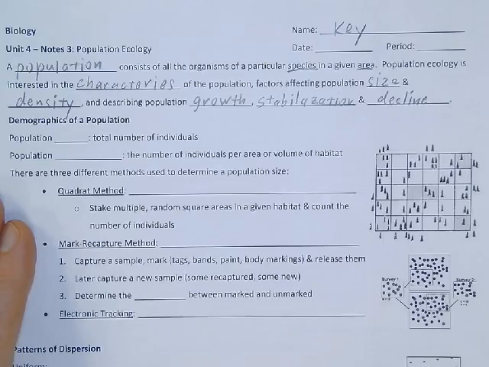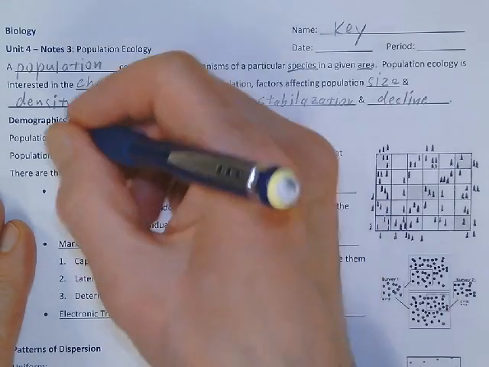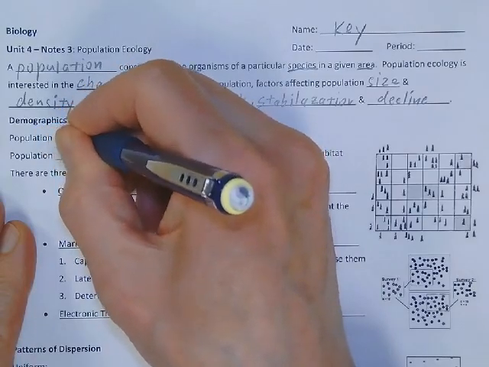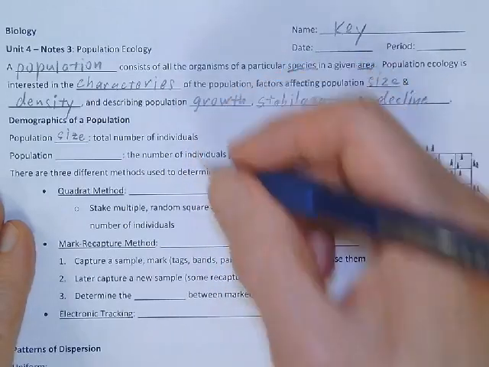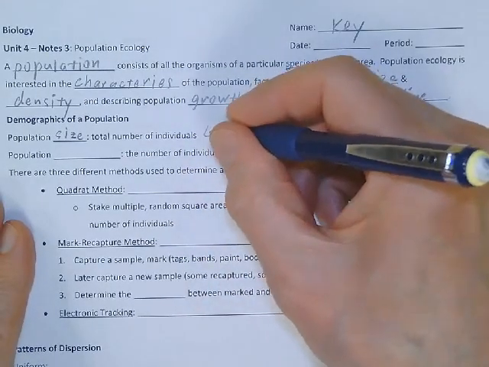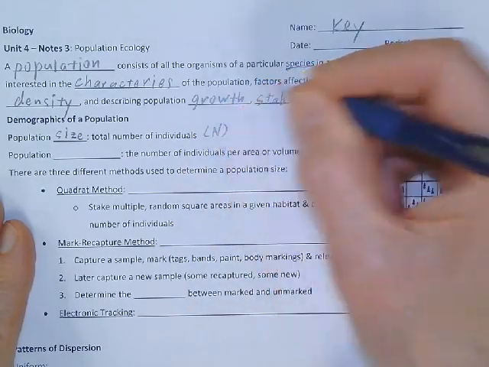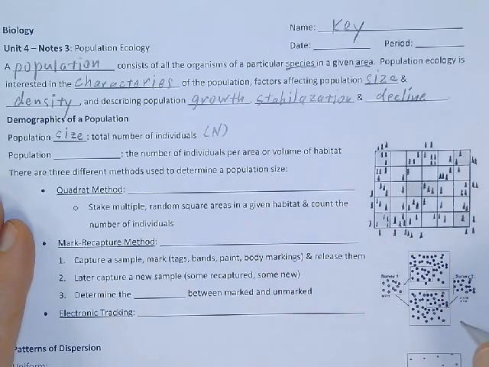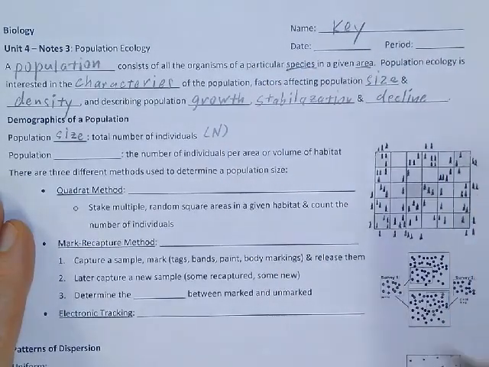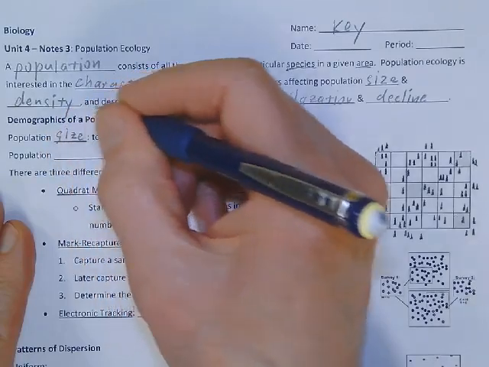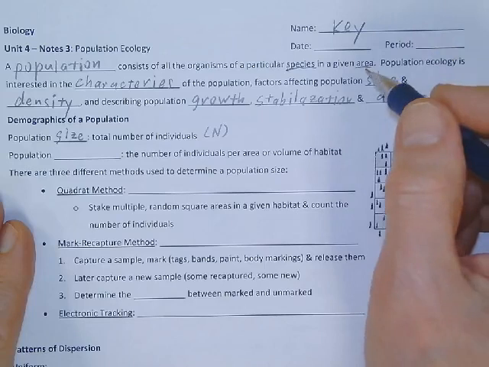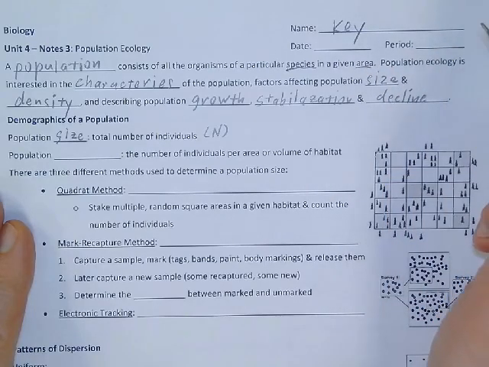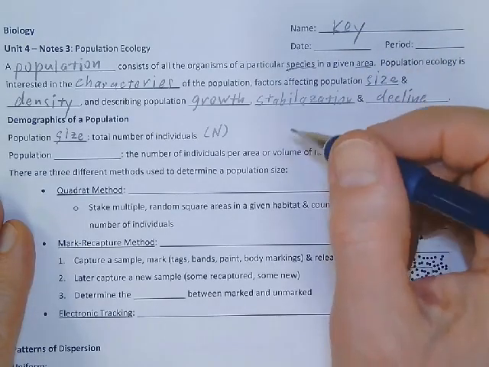Okay, demographics. Demographics of a population. Population size is the total number of individuals, which we denote the variable being n, the number of individuals. And remember, this is the number of one species in a certain area, or volume if it's something like fish.